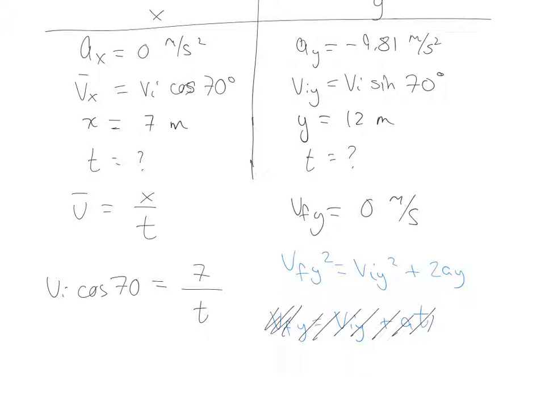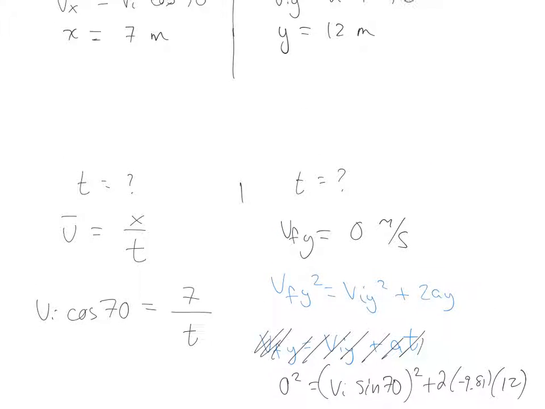So use this equation. So this equation becomes 0 squared equals VI sine 70 squared plus 2 times A times Y. Notice VI is squared and sine 70 is squared. So the way to do sine 70 squared is to actually just square the sine of 70. So literally do sine 70, hit enter, and then square that number. And give me like 4 decimal spots for that one, please.